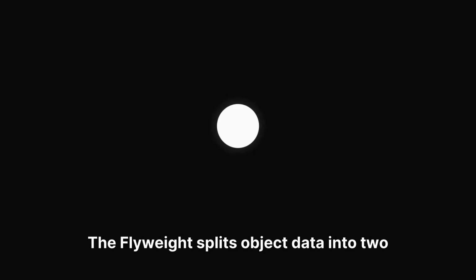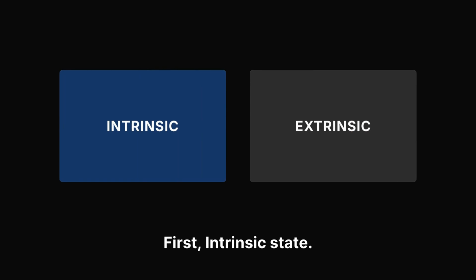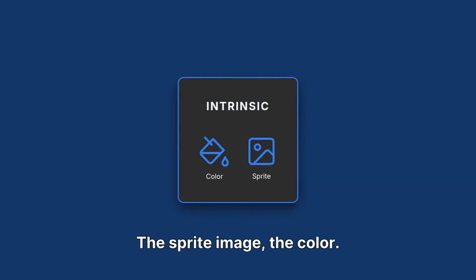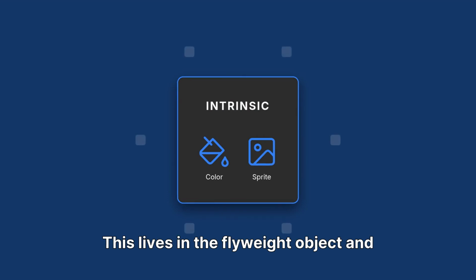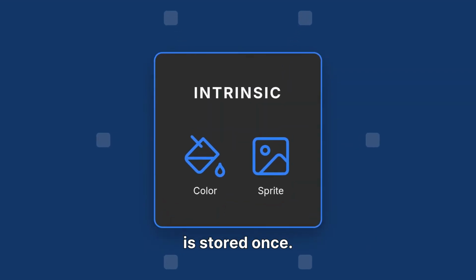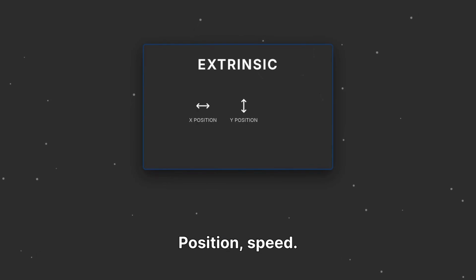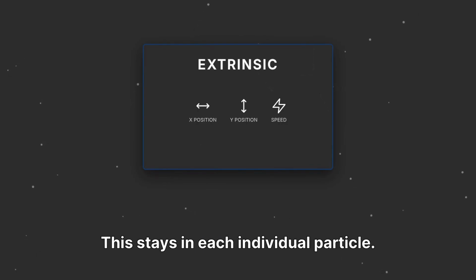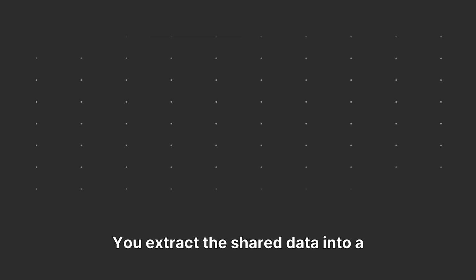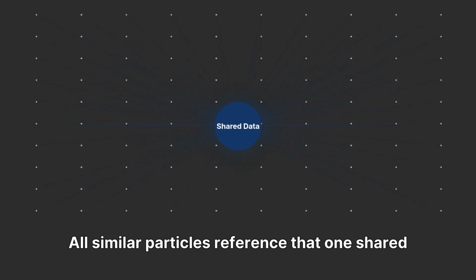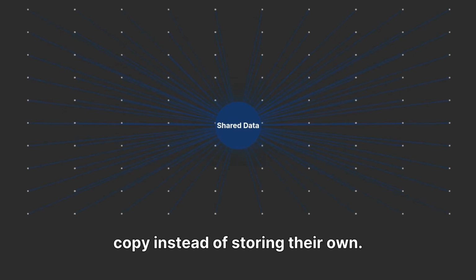The flyweight splits object data into two categories. First, intrinsic state. Data that doesn't change and can be shared. The sprite image, the color, this lives in the flyweight object and is stored once. Second, extrinsic state. Data unique to each object. Position, speed. This stays in each individual particle. You extract the shared data into a separate flyweight object. All similar particles reference that one shared copy instead of storing their own.